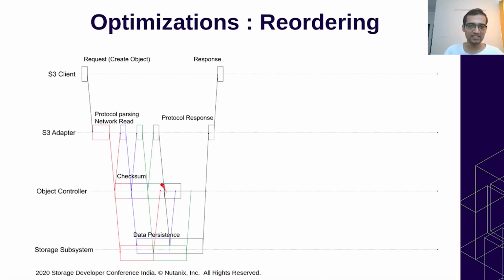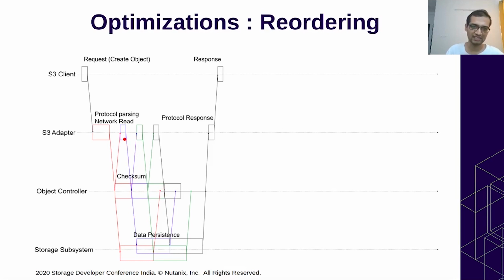So in this diagram we have color coded the different chunks so that we can easily identify which chunk we are talking about. So chunk 1, which is the red color here, once the request is received by the object controller, same as the previous cases, we acknowledge back to the S3 adapter as well as issue the write for the storage subsystem. However, unlike previous approaches, we don't wait for the completion of the first chunk to acknowledge the second chunk received from the object controller.